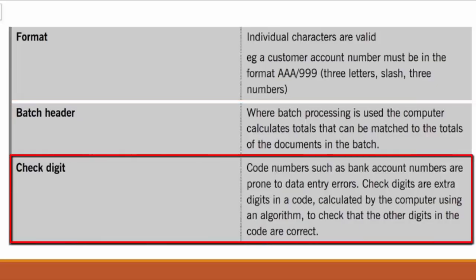Number 6. Check digit. What does this do? It checks a number by doing a mathematical test. This type of validation adds a special digit at the end of the number. The system uses a formula to check if your number is typed correctly. Think of it like this. It's like a secret code at the end that proves your number is real.